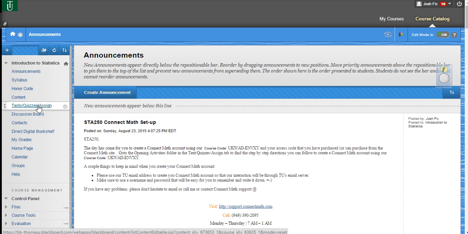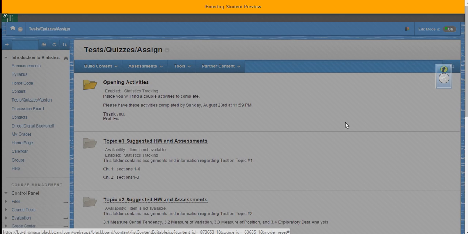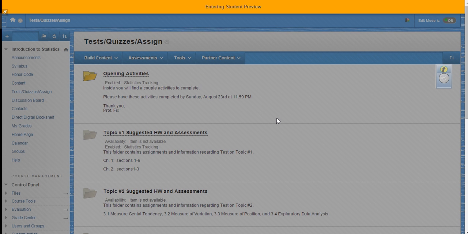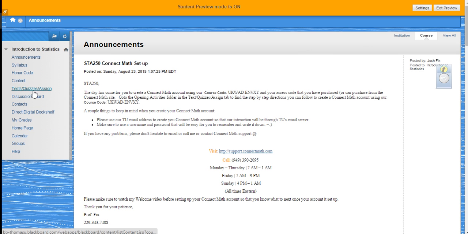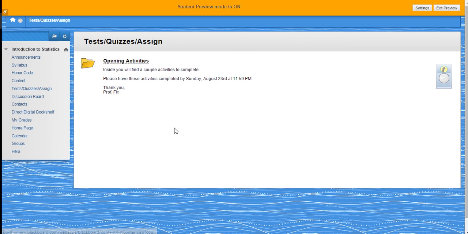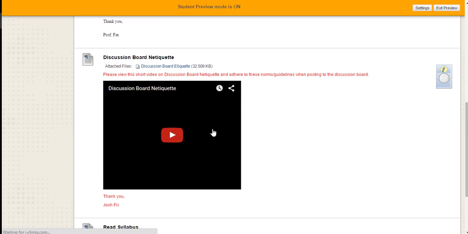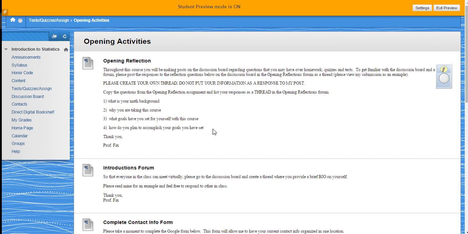Right now, what you're going to find when you look at the test, quiz, and assignment tab is nothing more than just the opening activities. Let me turn this off so you can see. On your end, you'll come to the test, quiz, and assignment tab, and that's all you're going to see. You're not going to see anything else listed there, so you can click on there and make sure you've taken care of these activities, and most of you have. Then, when you're ready to do coursework, homework, a quiz, whatever it is, you'll go to Connect Math. I'm going to go ahead and go there and take a look at that.